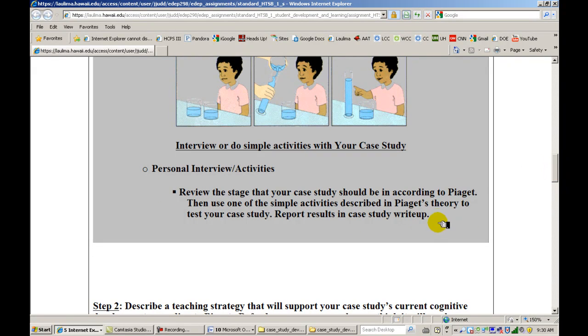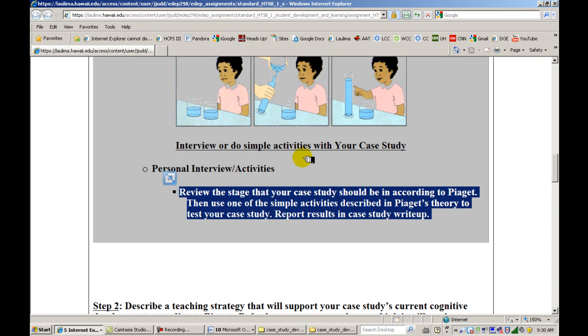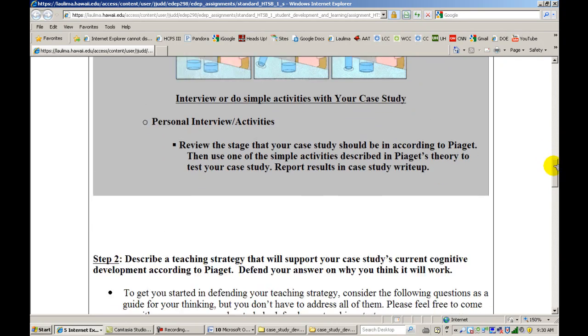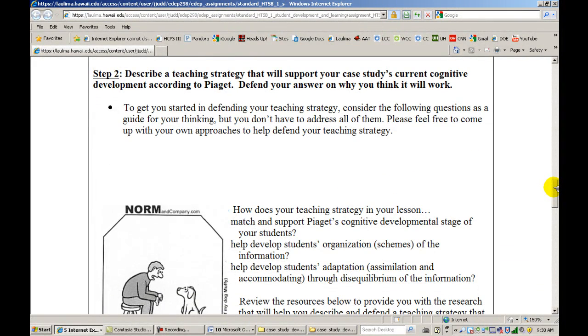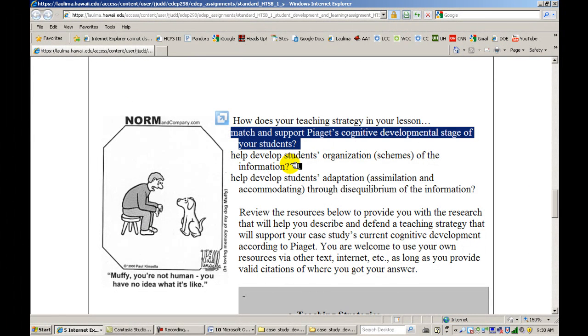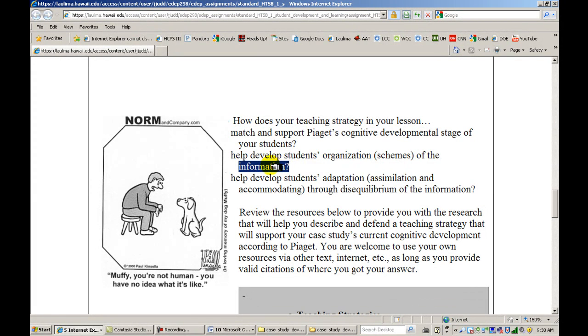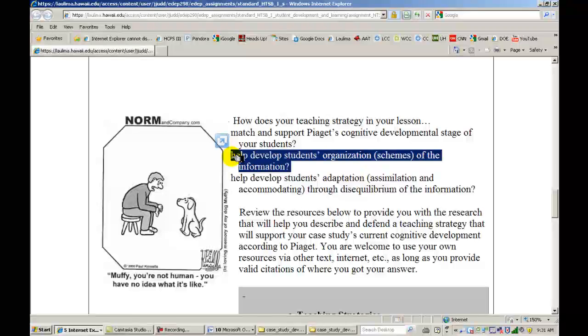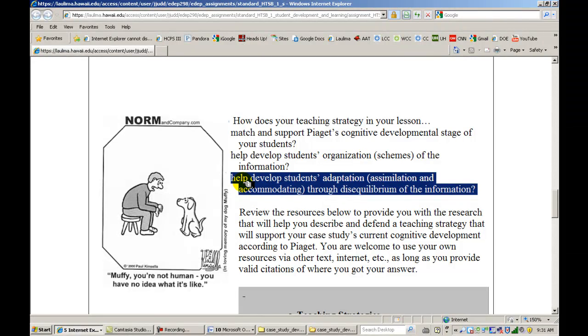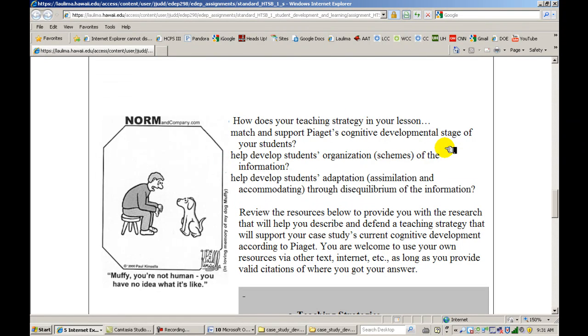I would also highly suggest that you talk to your case study to find out if you can confirm whether or not they're at that level of Piaget's development. Once you do that, then you're going to be looking for a teaching strategy that will support your case study's current cognitive development according to Piaget, and then defend why you think it works. Keep in mind, you'd want to think about how it matches and supports Piaget's development for that particular age group or level, how it helps develop their organization of information called a schema, and, what Piaget also said, how does it help develop their adaptation of new information through assimilation and accommodation through something called disequilibrium of the information.